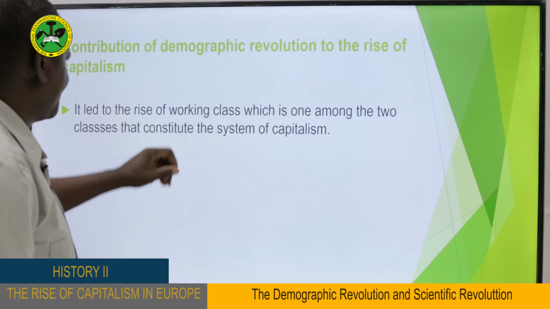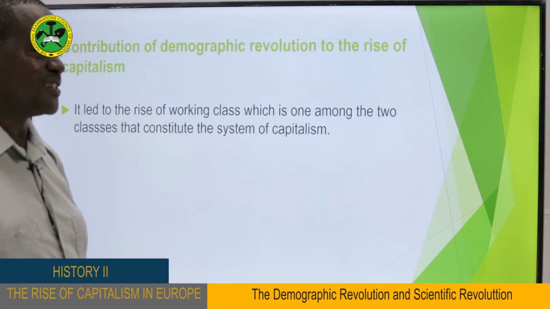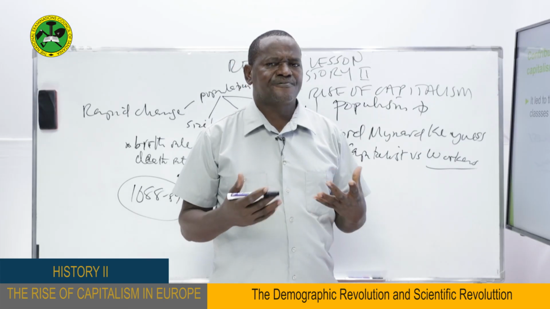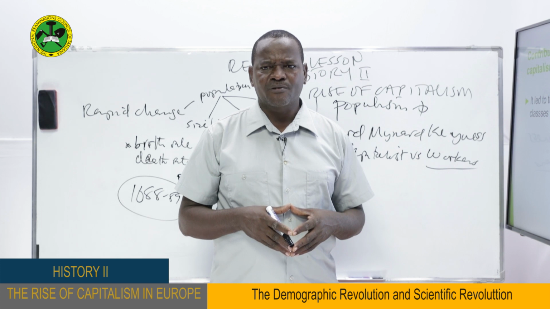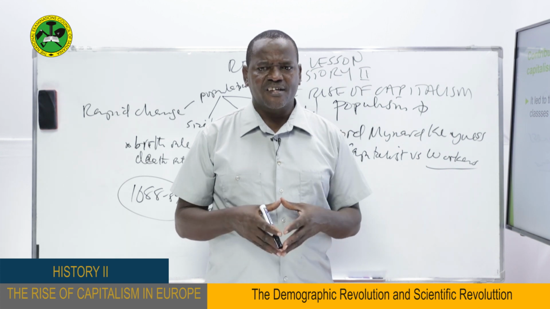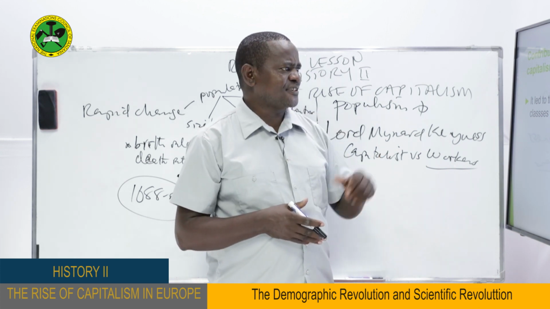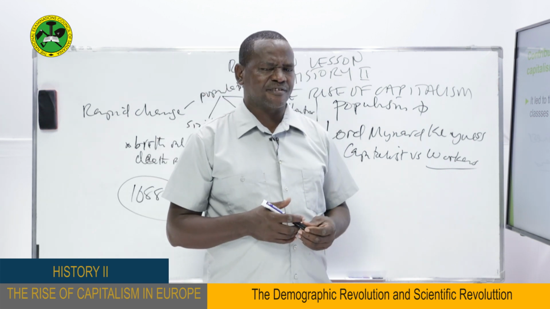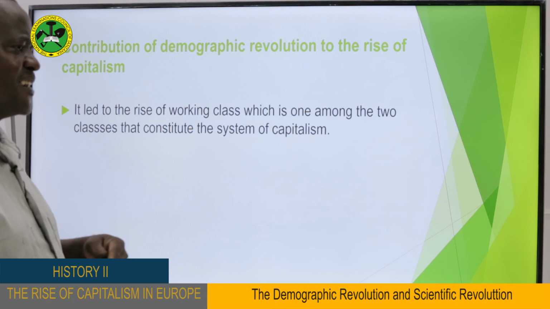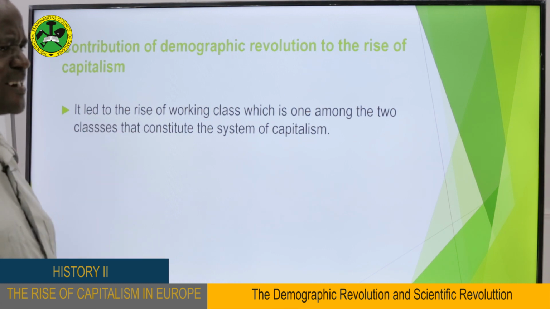So, as I have said, increase in population has contributed to the formation of the working class. And the rise of the working class constituted the rise of capitalism. So you can see this contribution of demographic revolution. But I know you can ask the question, how is this increased population linked to the rise of the working class?